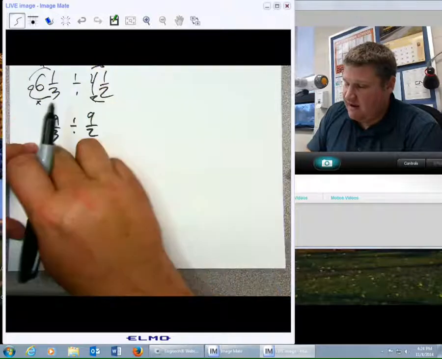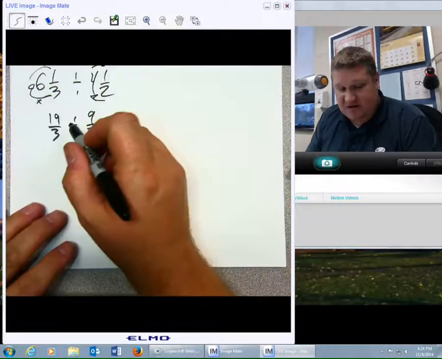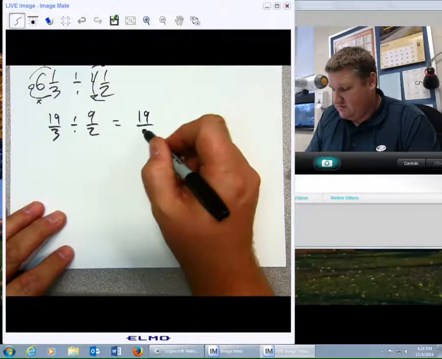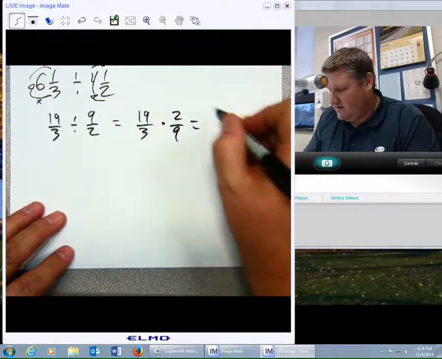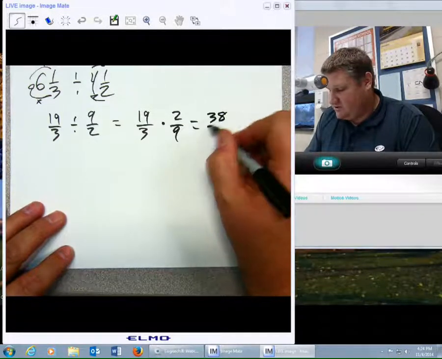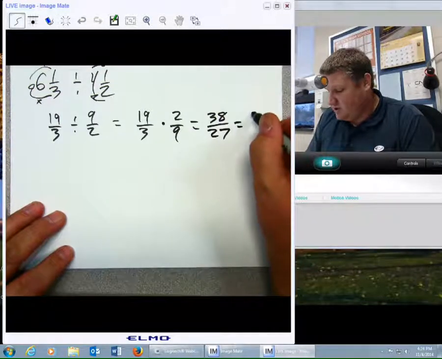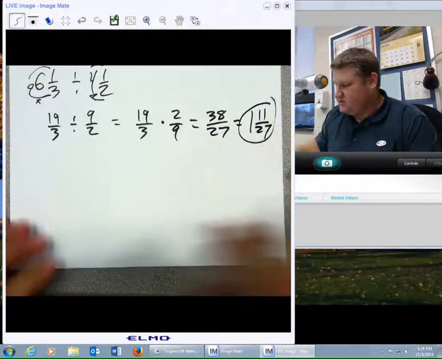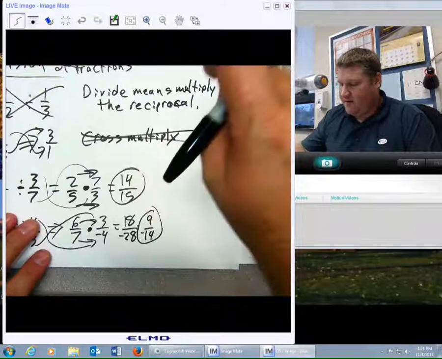Now that I have these two fractions, I'm actually ready to do the multiplication. So 19/3, switch the second bit, 2/9 gives me 38/27. I reduce by saying it goes in once with 11 left over. So division works exactly like multiplication. Do not cross multiply. Multiply by the reciprocal.